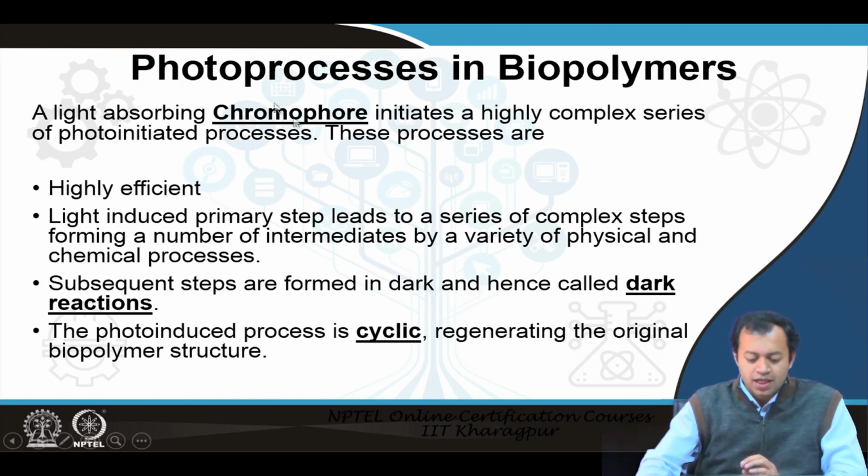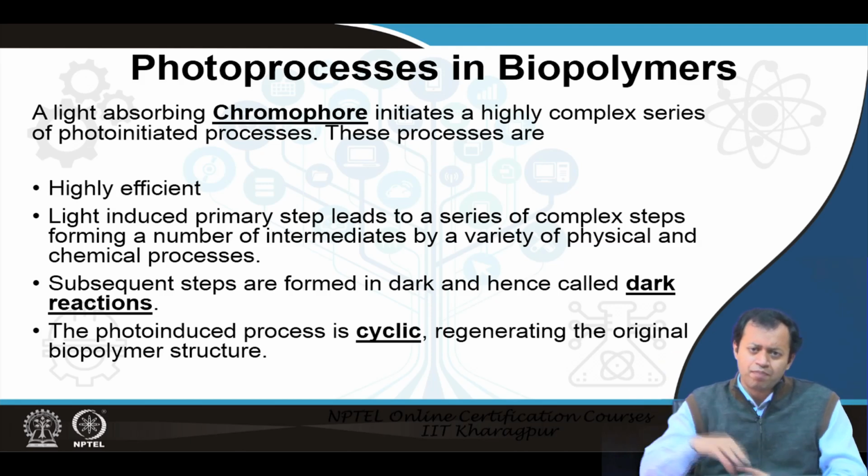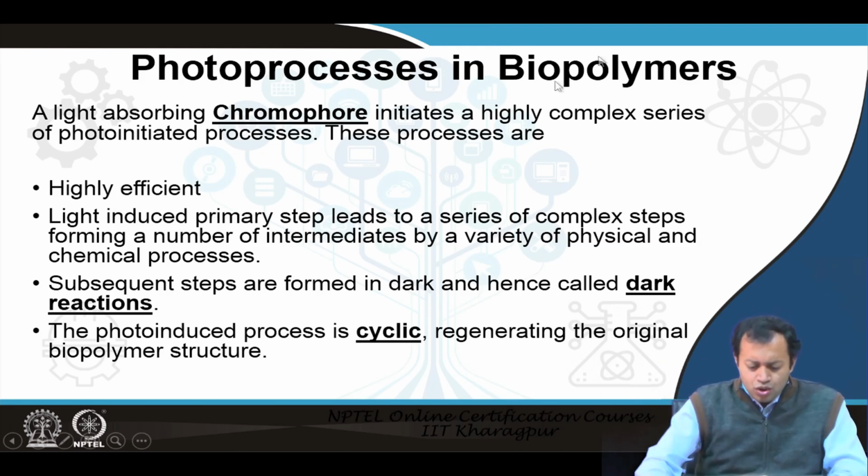So, a chromophore is a specific organic molecule that absorbs light and gives rise to color and to other subsequent processes. Chromophores can exist either by themselves or as part of a long chain of molecules. The processes following light absorption in a biopolymer have these characteristics: they are highly efficient and very fast. The primary steps lead to a series of complex steps, and a large number of intermediate steps are formed by a variety of physical and chemical processes.